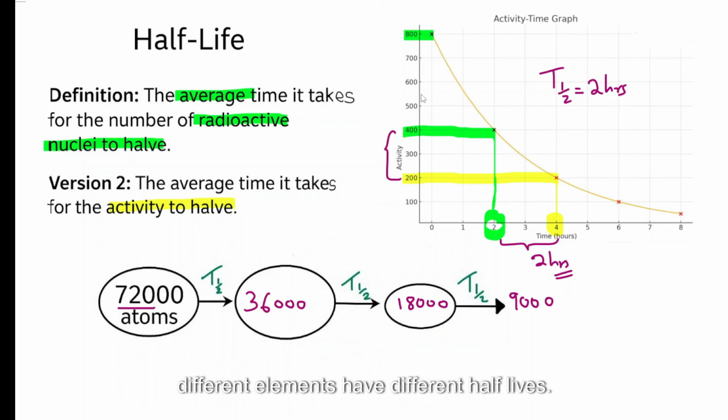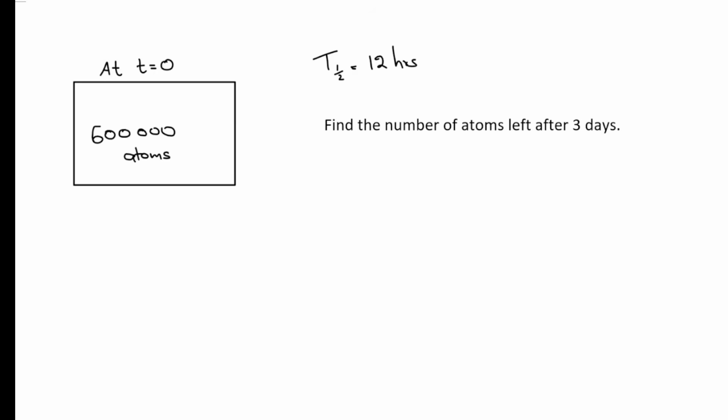Now, different elements have different half-lives. Sometimes it can be less than a second, sometimes it can be a couple of days, maybe hundreds of years, thousands of years, or even millions of years. And you will be given those values in the exam if they ask a question based on this. You can see a slightly tricky question here. If you want to give it a try, please pause the video and do so, and I will explain in a minute.